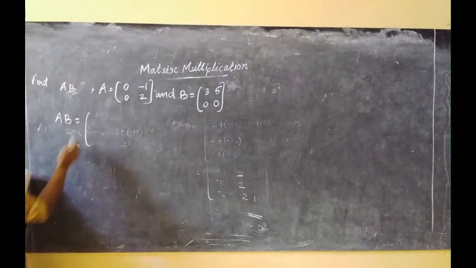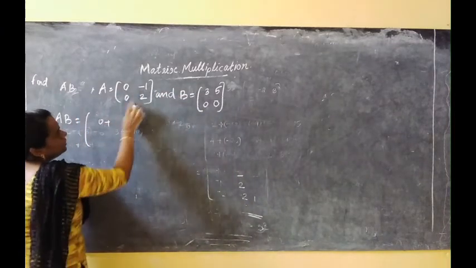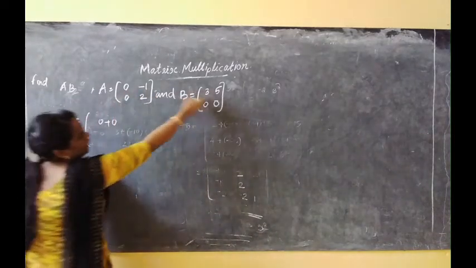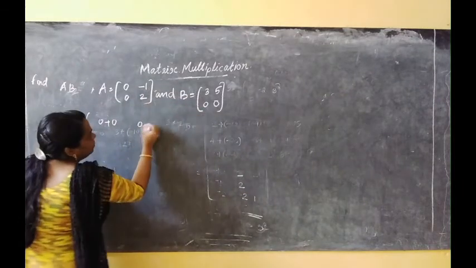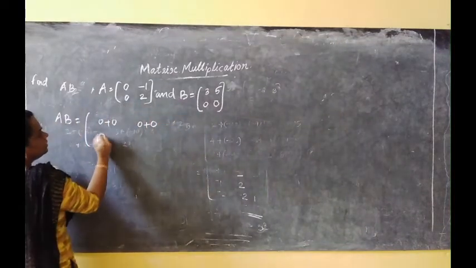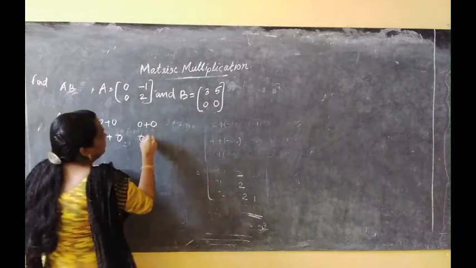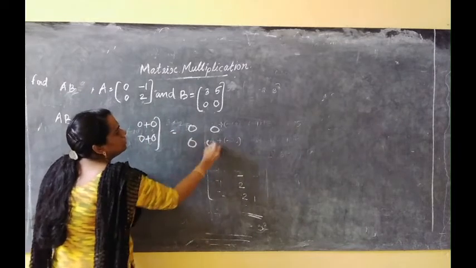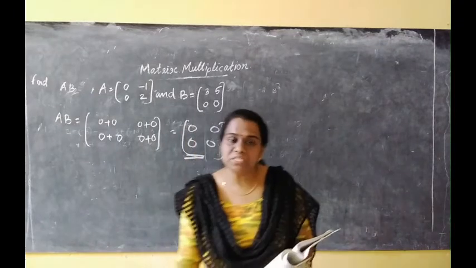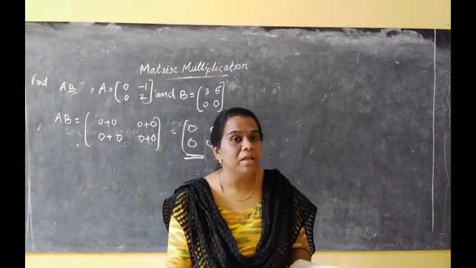Do you remember the method? First row, first column: 0 into 3, 0, plus minus 1 into 0. These two are non-zero matrices. Then minus 1 into 0, 0. Then next, 0 into 5, 0, minus 1 into 0, 0. Clear? And 0 into 3, 0, 2 into 0, 0. 0 into 5, 0, 2 into 0, 0. What do we get? What type of matrix is it? It is a 0 matrix. So the product of two non-zero matrices can be a 0 matrix.